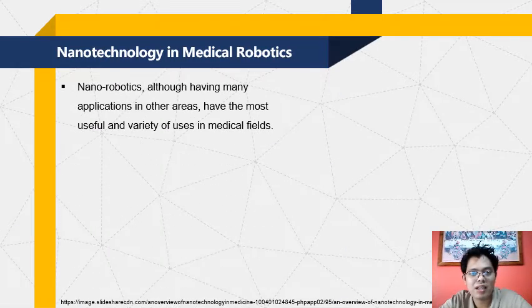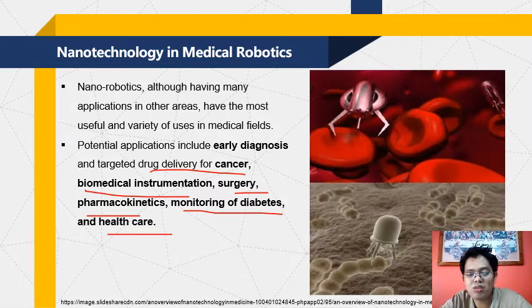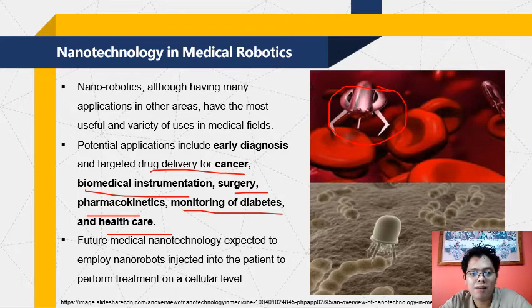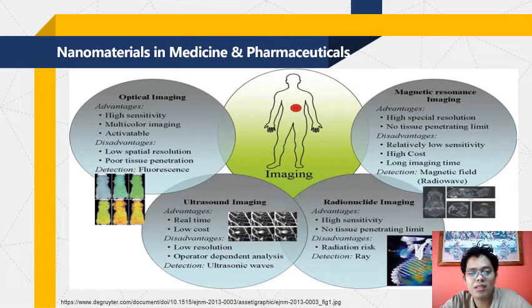Now, nanorobotics have the most useful and variety of applications in the medical field. Some of these fields are the drug delivery for cancer, medical instrumentation, surgery, pharmacokinetics, monitoring of diabetes, and even healthcare. Now, in this picture, you're shown nanorobots employed in the medical field at a cellular level. These nanorobots are injected into the patient to perform treatment. And these are some of the important uses and applications of nanomaterials in medicine and pharmaceuticals.